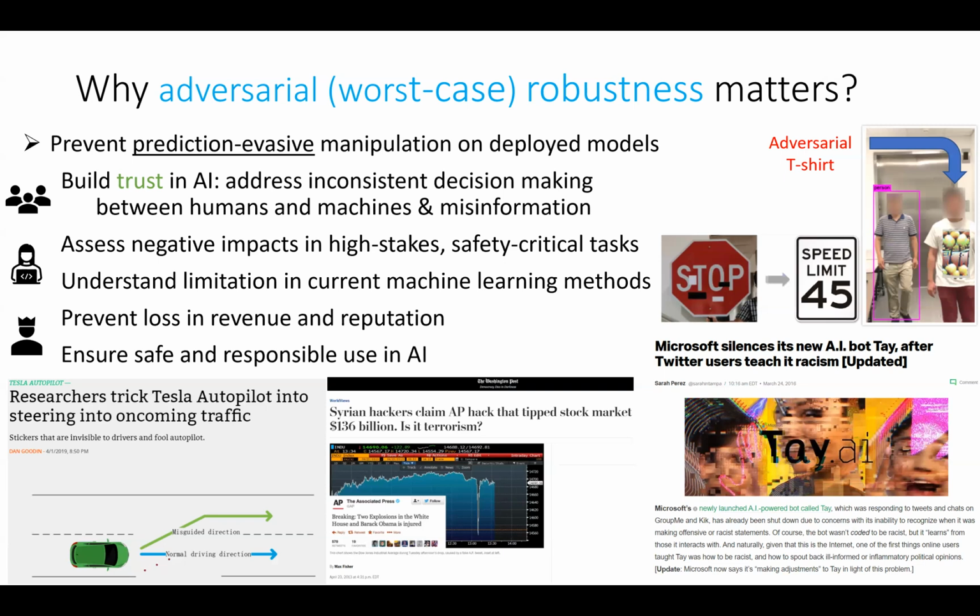If you are a model developer, you will be very curious to understand the possible negative impacts of the AI service you are going to provide, especially for high-stakes and safety-critical tasks. Most importantly, understanding the lack of adversarial robustness could help you understand the limitations and further improve the performance of your machine learning models. You would also of course like to use adversarial robustness toolkits to prevent possible loss and failures in revenue and reputation, and ensure safe and responsible use of our AI technology.